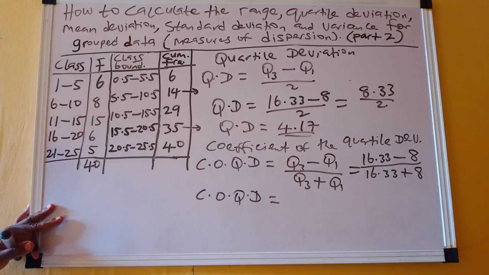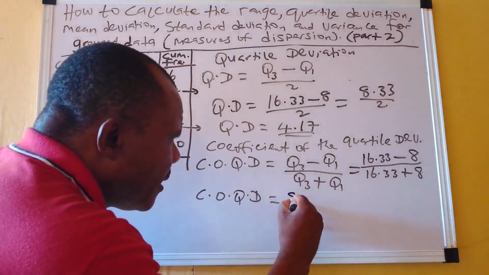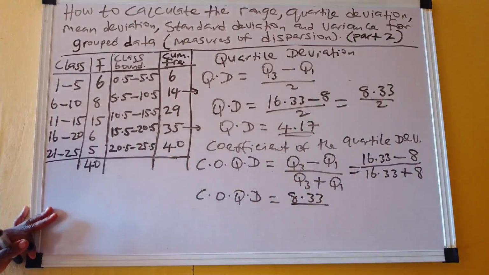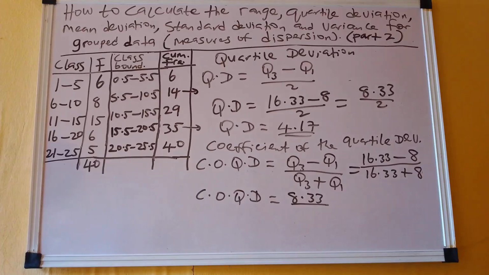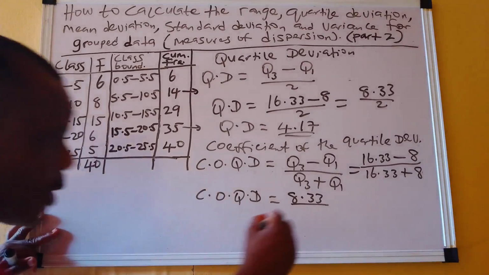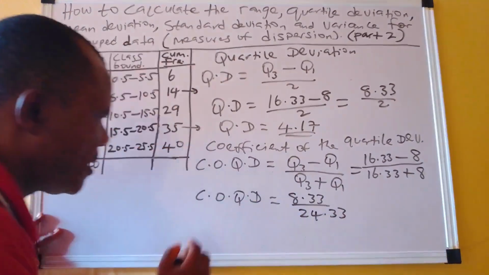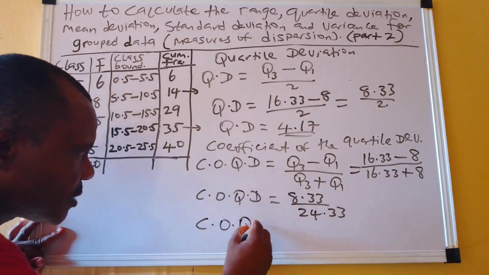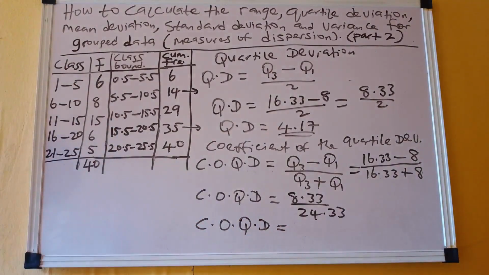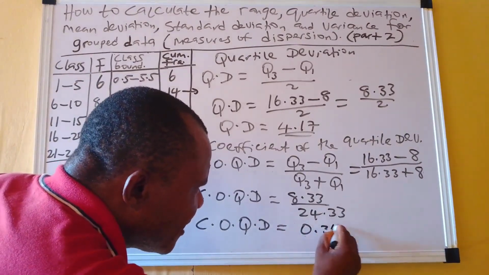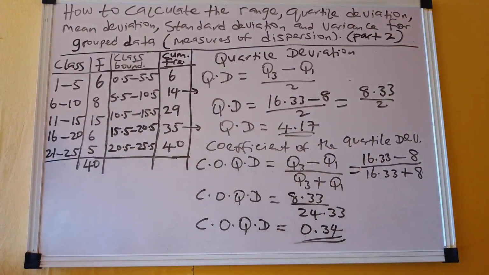So our coefficient of the quartile deviation will now be equal to, you take 8 away from 16.33, you are going to have 8.33 all over, you add 16.33 to 8, you have 24.33. So 8.33 divided by 24.33 will give us 0.34. So our coefficient of quartile deviation is 0.34, while the quartile deviation itself is 4.17. So that is all about the quartile deviation for this problem.